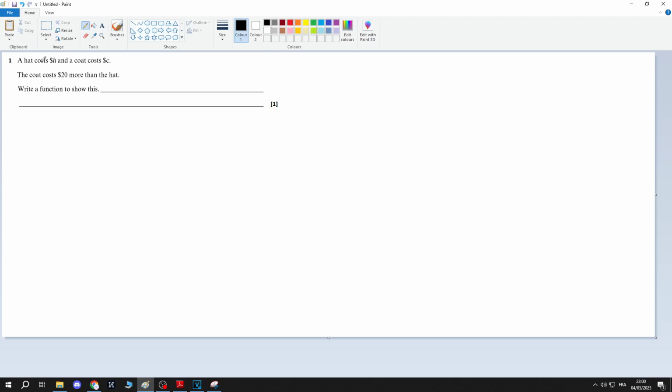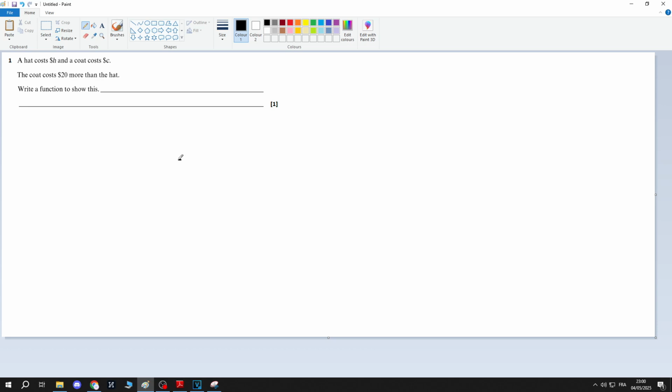It simply reads, a hat costs H dollars and a coat costs C dollars. We know that the coat costs $20 more than the hat. Write a function to show this. The way I recommend doing this question is start with constants, start with values that you can try out on your draft paper perhaps. So we know that the coat costs $20 more than the hat.